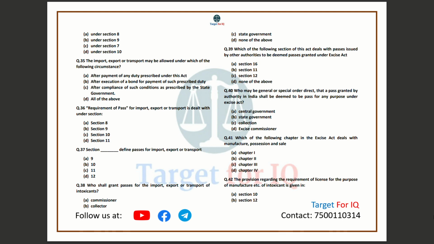Question number 37. Which section defines passes for import, export, or transport? Option A, section 9, B, 10, C, 11, and D is 12. The correct answer to question number 37 is option C, that is section 11 defines passes for import, export, or transport.